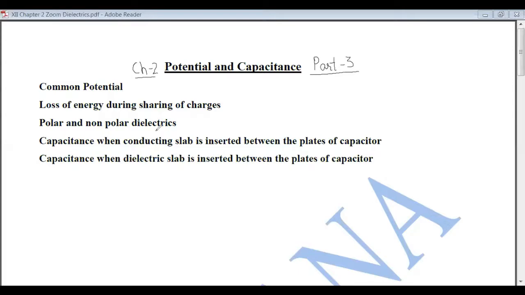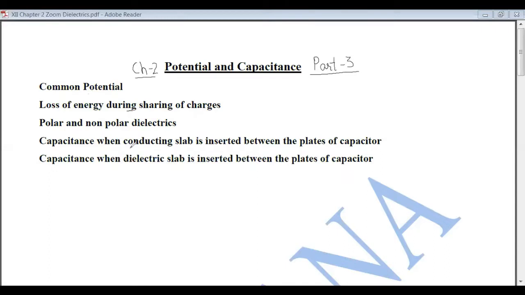This is the last part of the second chapter, part 3. Okay, in this part we'll study about common potential, then the loss of energy during sharing of charges. Then we'll study about polar and non-polar dielectrics.